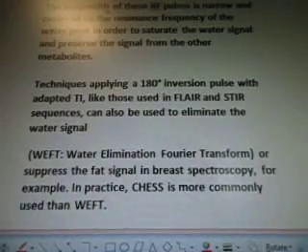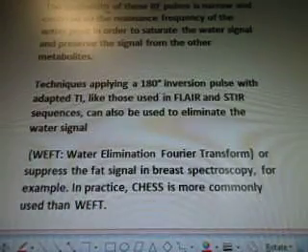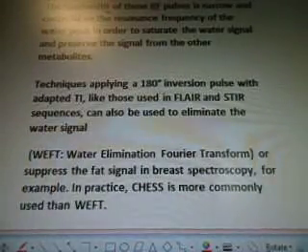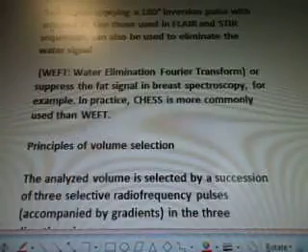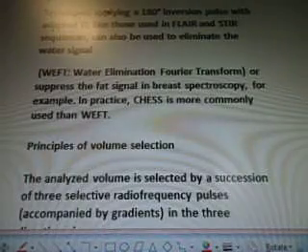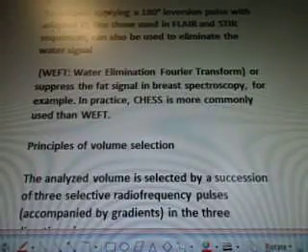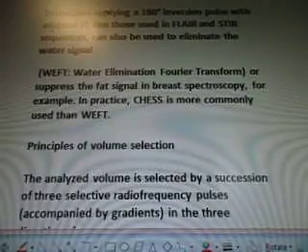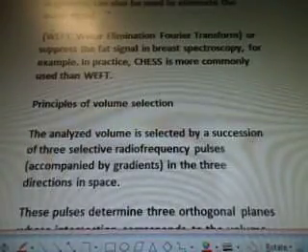Techniques applying a 180 degree inversion pulse with adapted TI, like those used in FLAIR and STIR sequences, can also be used to eliminate the water signal. WEFT, water elimination Fourier transform, or suppress the fat signal in breast spectroscopy, for example. In practice, CHESS is more commonly used than WEFT.